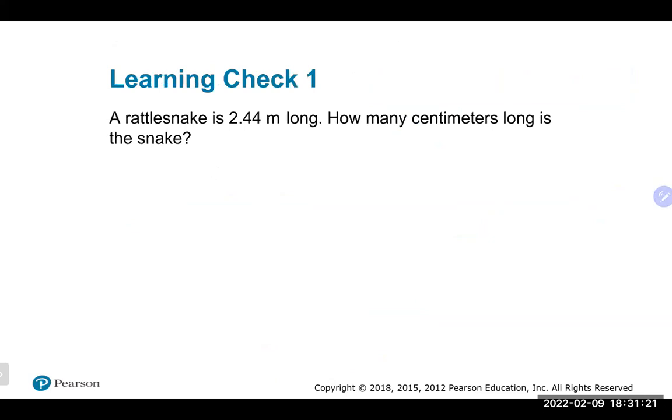All right, why don't you just go? A rattlesnake is 2.44 meters long. How many centimeters is that? There is 100 centimeters in 1 meter. So why don't you give it a go, see what you come up with.